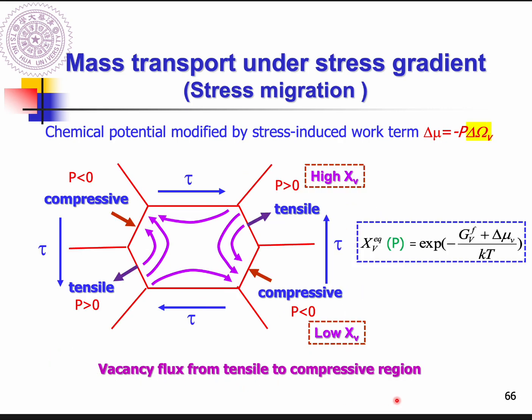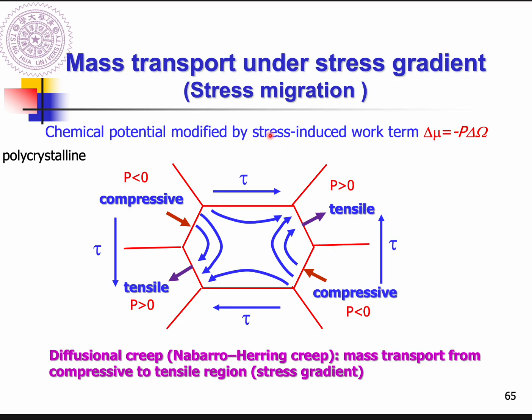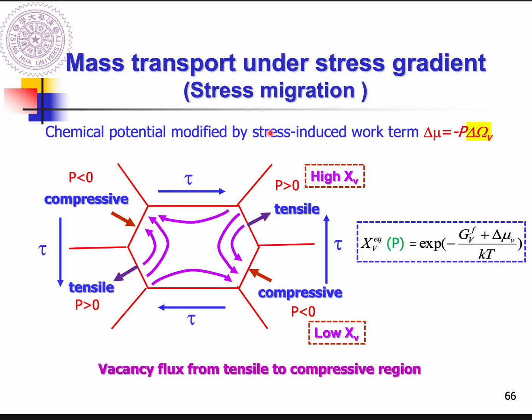But this is an atom's point of view, right? If you want to switch to the vacancy point of view, we also have a vacancy flux. All the values will be the same as the atomic flux, but the direction will be totally opposite. So the vacancy will be moved from tensile to compressive, okay? So you get this kind of flux.